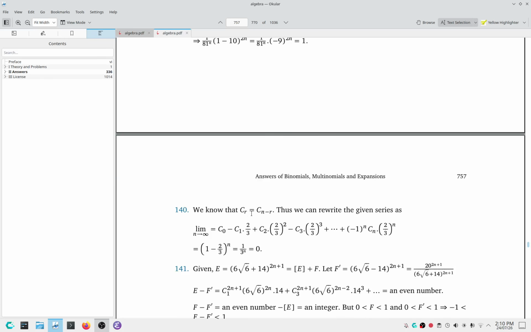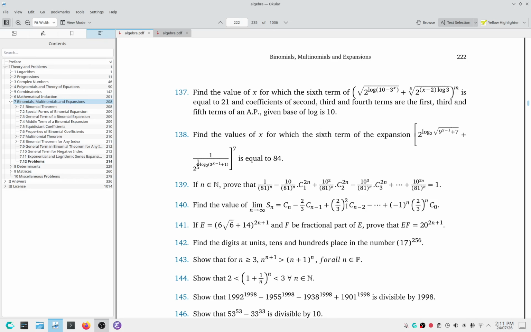So we know that nCr is equal to nC(n minus r). So we can rewrite the given series as the limit as n tends to infinity of Sn. Sn is missing here, I mistyped it. nC0 minus nC1 times 2 upon 3 plus nC2 times 2 upon 3 whole squared minus nC3 times 2 upon 3 to the power cube, and so on. That is what is given here.